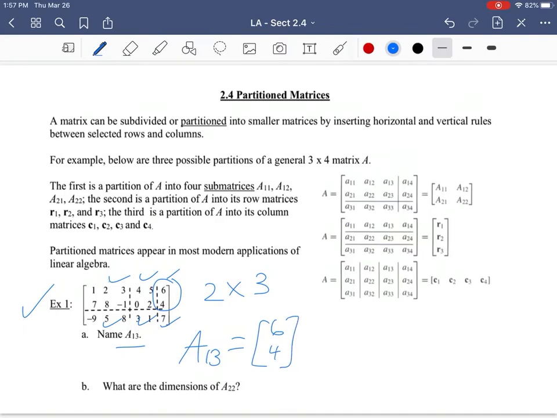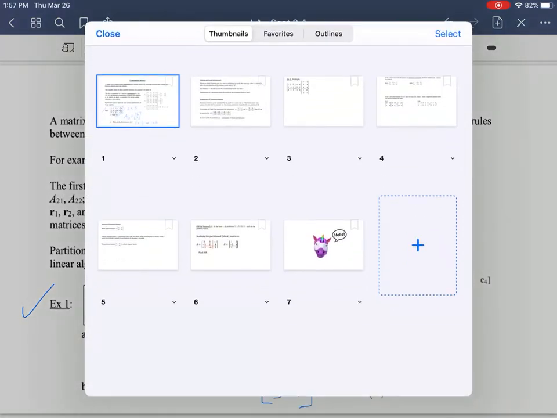Okay. All right, what are the dimensions of A22? So A22 would be second row, second column. So that's right here. So that's the matrix 3, 1. So A22 has a dimension of 1 row, 2 columns. So it's a 1x2 matrix. Okay. All right, so now the next part right here.